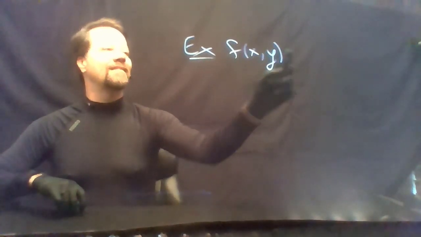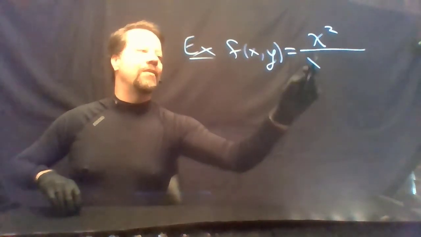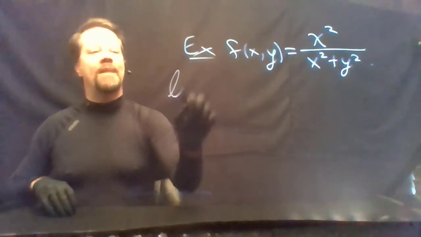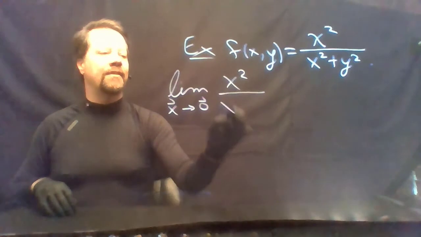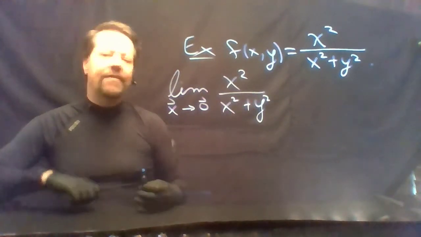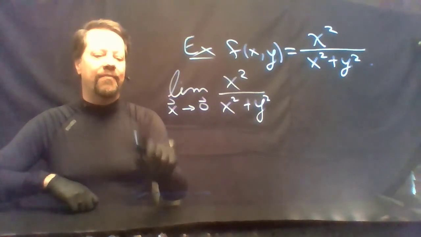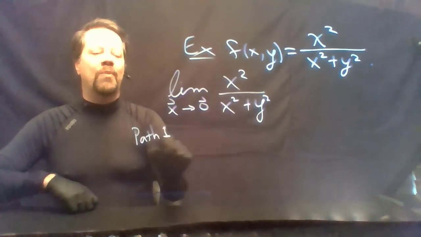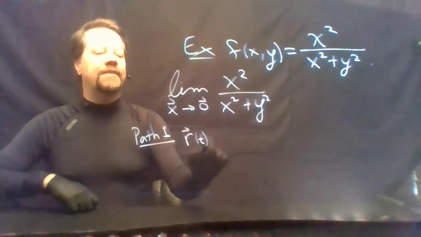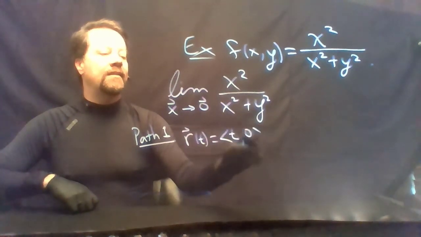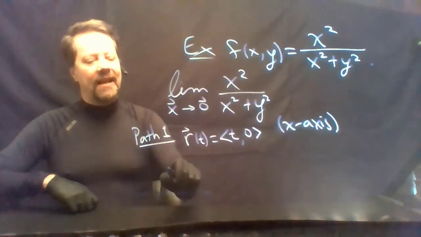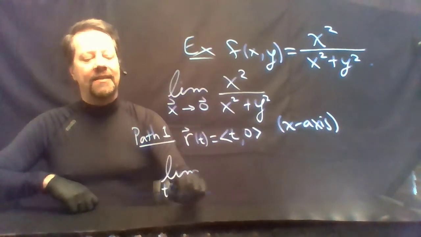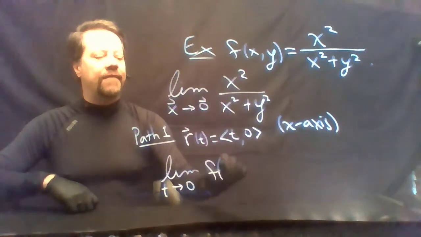If we look at the other example that we graphed, x squared over the quantity x squared plus y squared, and wonder about the limit as x goes to the 0 vector of x squared over x squared plus y squared, we can prove that this doesn't exist by looking at two paths. On path 1, we'll look at r of t equals t, 0. This is the x-axis. And we'll look at what happens in the limit as t goes to 0 when we evaluate this function on this curve.